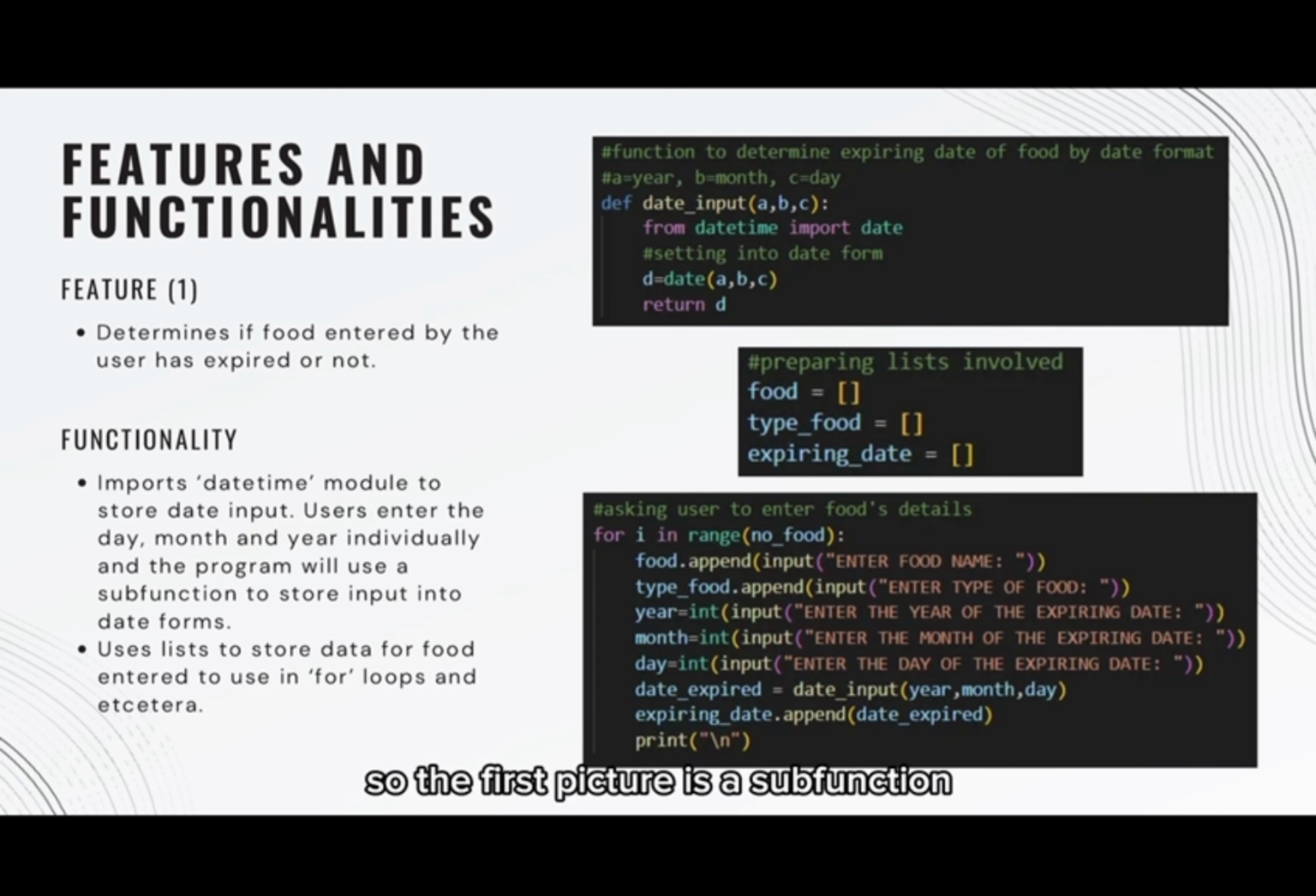The first picture is a sub-function which converts three separate inputs from users into a date. As you can see in the third picture, there are the variables year, month, and day, and below the syntax for when we ask the user to enter the day, there's the variable expired, where we call back the sub-function and enter the data of year, month, and day entered by users. The second picture shows how we use a list to store data.